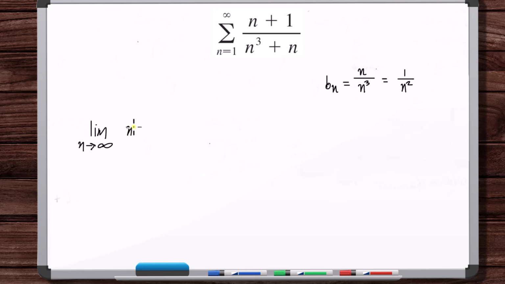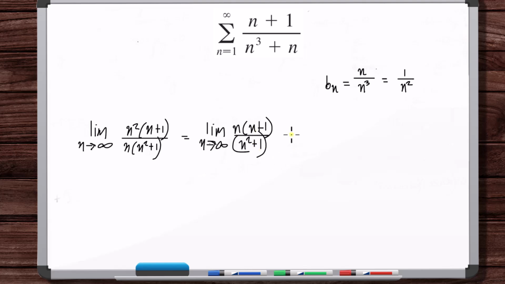So we've got n squared times n plus 1 over n squared plus 1. So this is the limit as n approaches infinity of n times n plus 1, which is going to go to infinity. So let's do b sub n divided by a sub n.